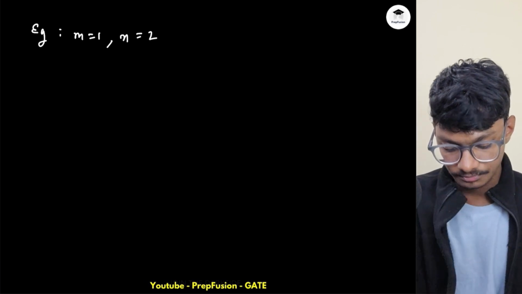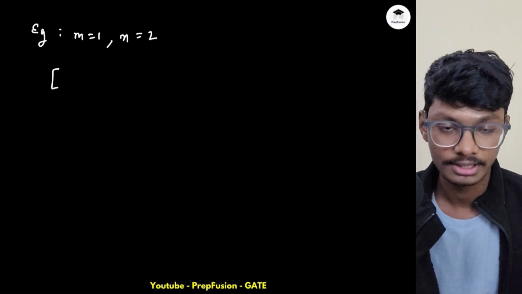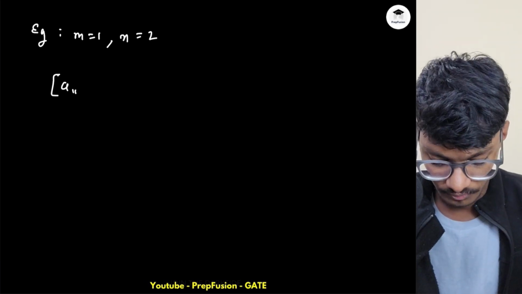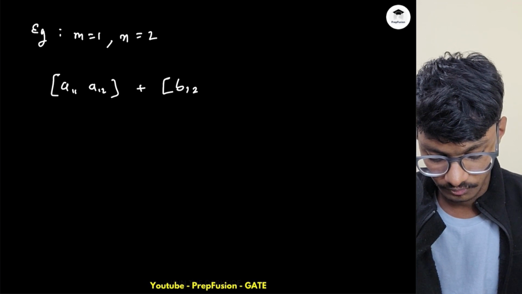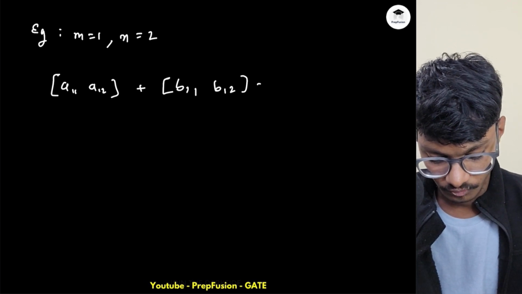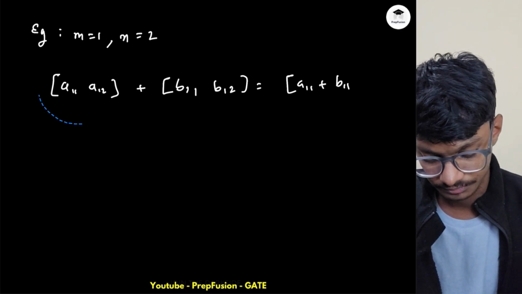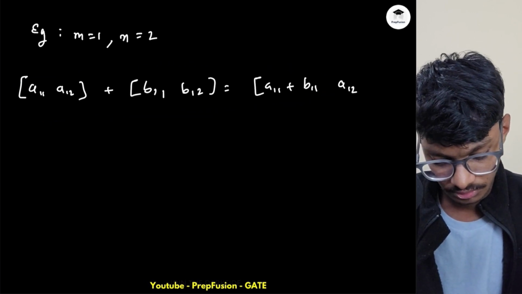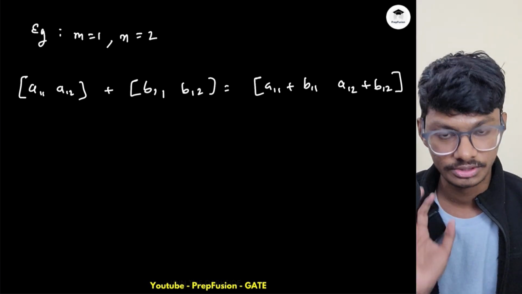So m equals to 1 and n equals to 2. Now here if m equals to 1, what does my A become? A becomes one row and two columns, so it will be a11 and a12, and b also would be something like this, b11 and b12, which is fine. The addition will be a11 plus b11 and a12 plus b12. Okay, so this will be the addition.